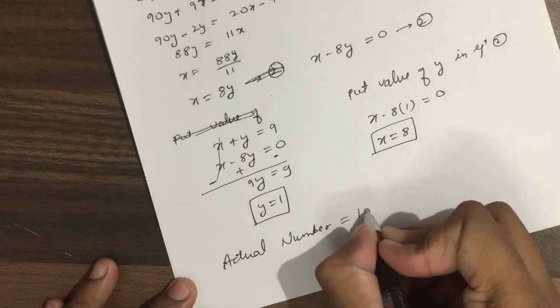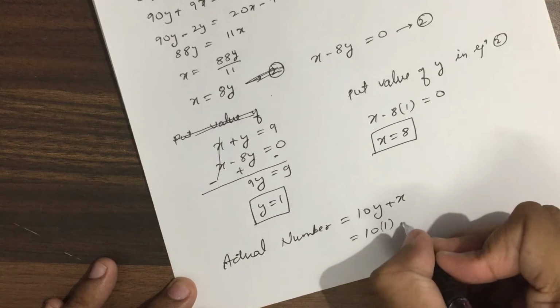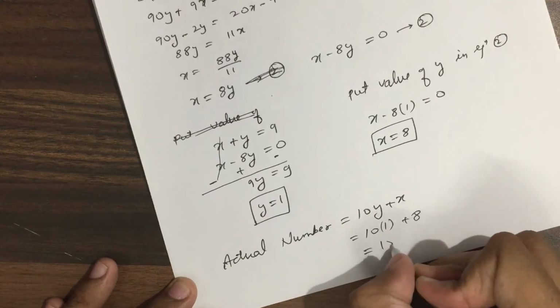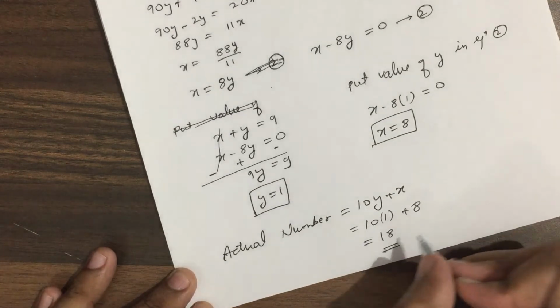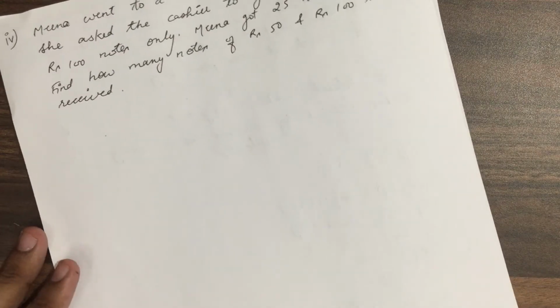Number is 10y plus x, means 10 into 1 plus 8. This is 18. 18 is your actual number. Okay. Now question number 4.